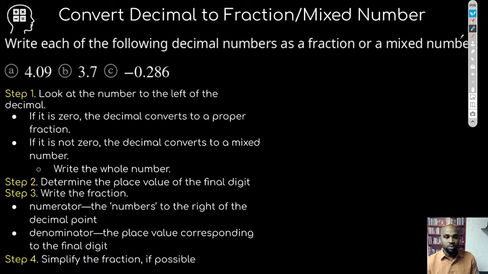What about this next one? How do I convert this to a fraction? Well, again, I have a whole number, so I can just write that down. It's going to be a mixed number. Then I've got 7 in the tenths place, 7 tenths, and there's my mixed number. I can't simplify that anymore, so I'm leaving it just like that.